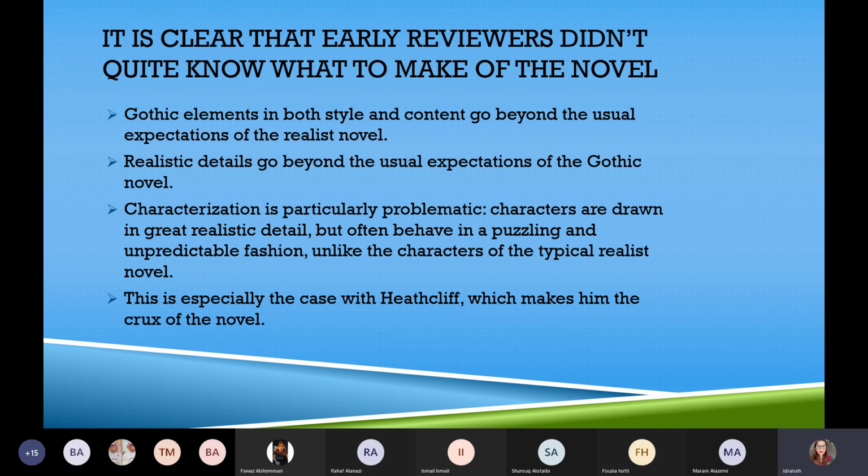So what is it? So it's a mix, like I said. The characters are particularly problematic because they are drawn in realistic detail. However, they still have very puzzling characteristics, and they are drawn in unpredictable ways, unlike the characters of typical realist novels. So these characters, although they have a lot of realist characteristics in the makeup of their characters, they still have something about their personalities that is different. Especially with the characterization of Heathcliff, who is the main protagonist in this novel, he is a strange character that they don't know what to make of.